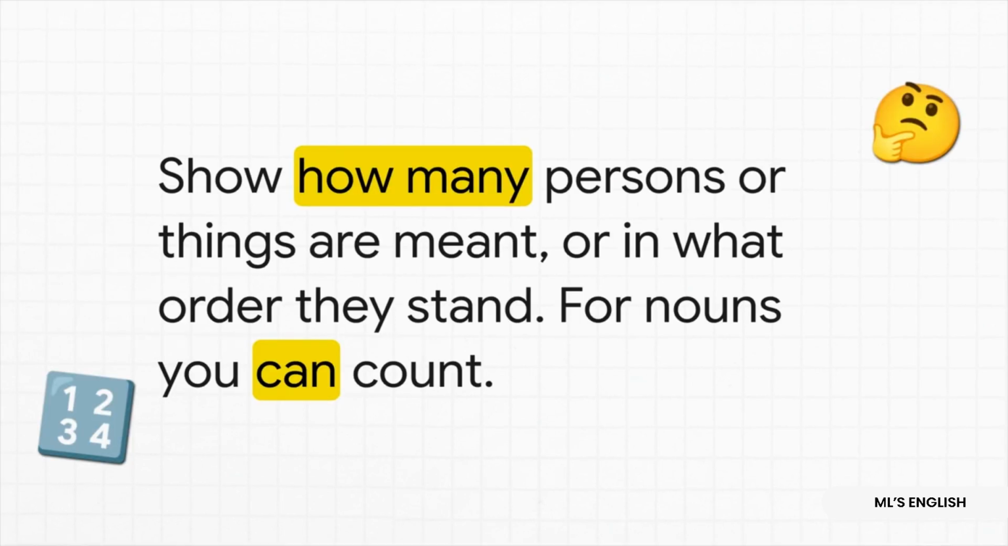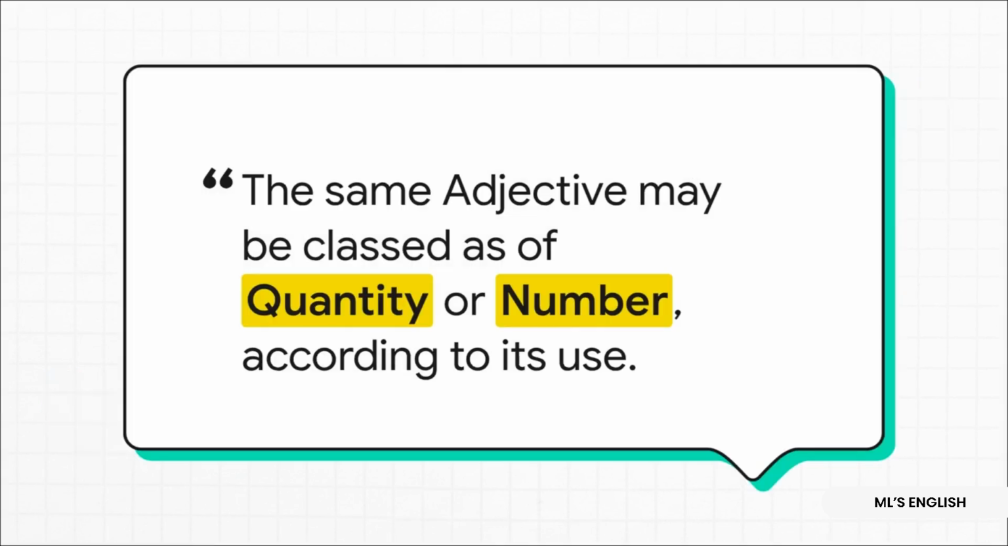And that brings us to the flip side of quantity, adjectives of number. These are the ones that answer the question, how many, or sometimes in what order. And these are used only with nouns that you can count. Now, this is where it gets a little tricky, but it's also really cool. Some words can actually pull double duty.